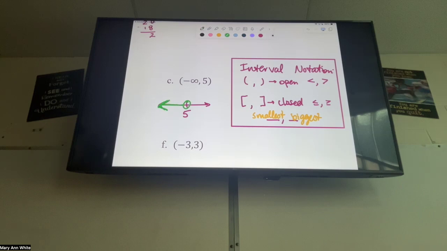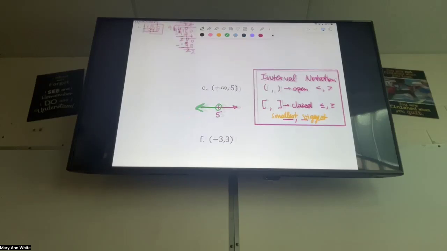Could I ever have a bracket with my positive or negative infinity? Could I ever have a spot that is positive or negative infinity? No, right? So there's going to be no bracket ever, so it's always parentheses.